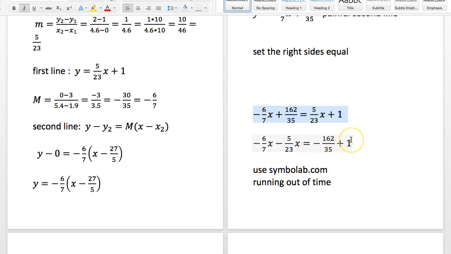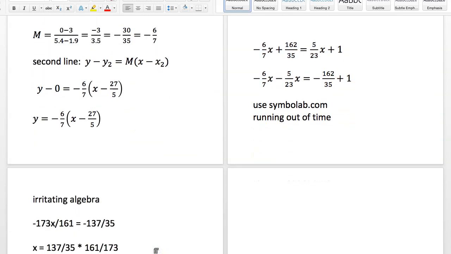Wait, neg 162 plus 35 would be neg 137, right? Over 35, right? And then minus 5 over 23. 23 times 6 is 138. Wait a minute. Wait, this is 138. 23 times 6 is 138. 138 and 35, it's 173. So let me copy this.